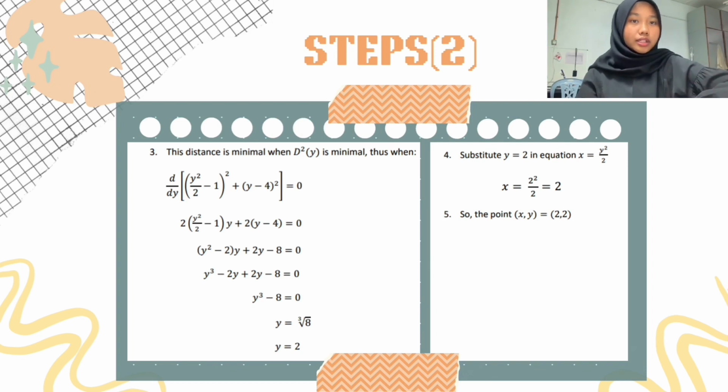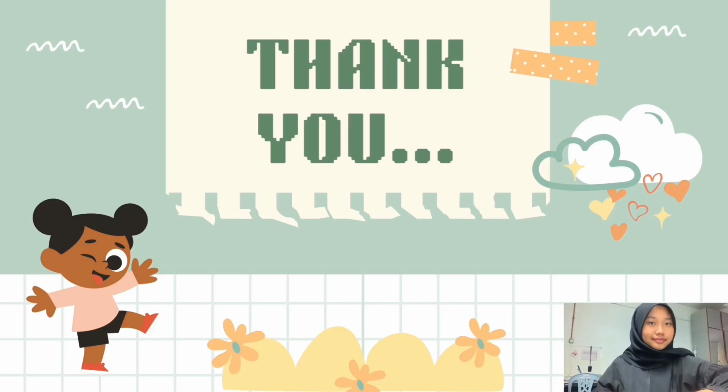Move on to the next step. To find the value of x, we must substitute y = 2 into the equation x = y²/2. So we will get x = 2. So we can show that the closest point on the curve to the point (1, 4) is (2, 2). So I think that's all from us. Thank you.